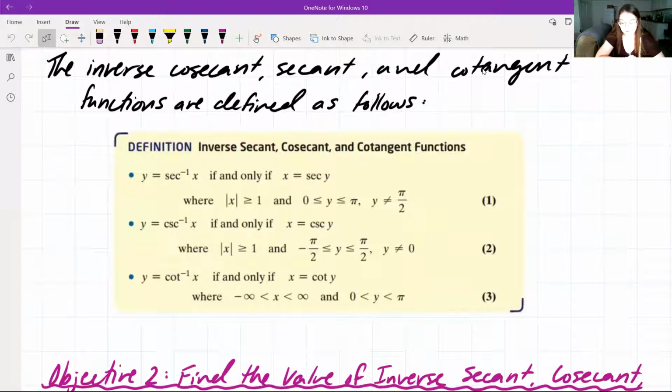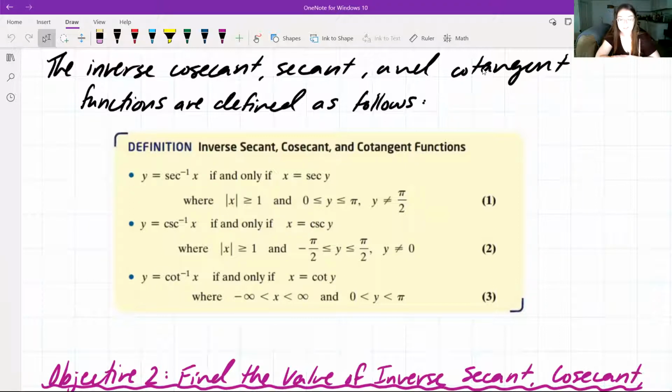Then y is equal to cosecant inverse of x if and only if x is equal to cosecant of y, where the absolute value of x is greater than or equal to 1, and y is between negative pi over 2 and pi over 2, including negative pi over 2 and pi over 2, but not including 0. So that would be our domain.